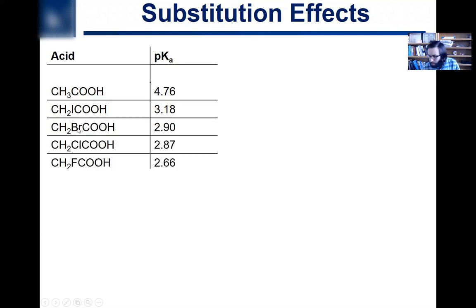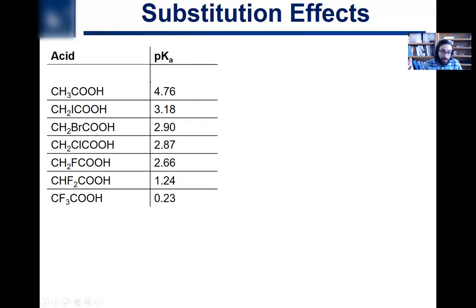And then you go to bromoacetic acid, chloroacetic acid, and fluoroacetic acid. And the trend there is that as you're going up on the periodic table, you're getting more and more electronegative. So fluorine is the most electronegative element that there is, right? And so as a result, you can see the fluoroacetic acid is more acidic than the chloroacetic acid, which is more acidic than the bromoacetic acid, than the iodoacetic acid.